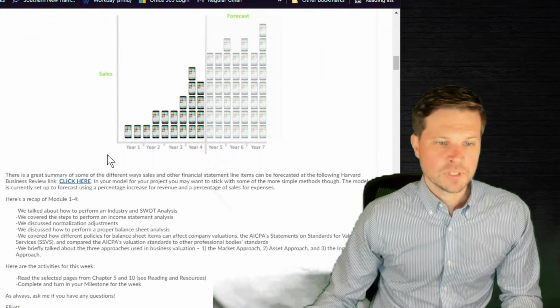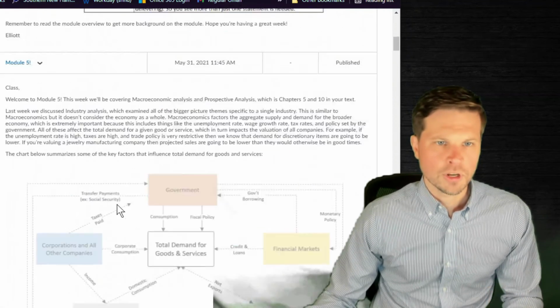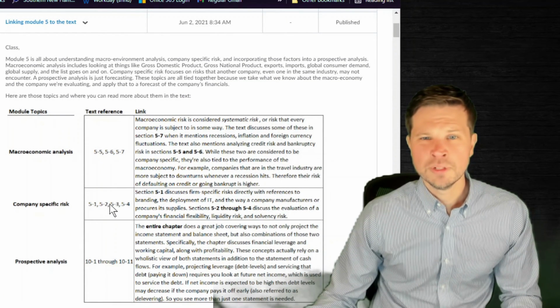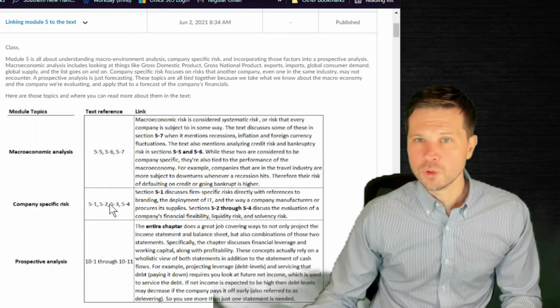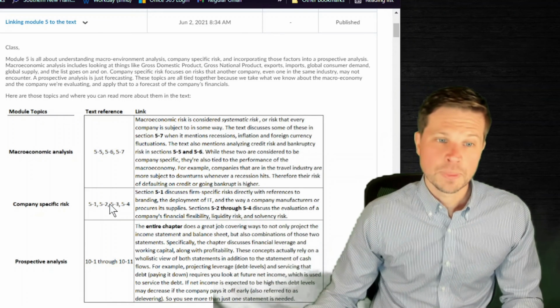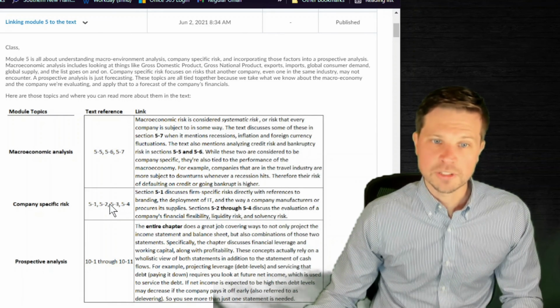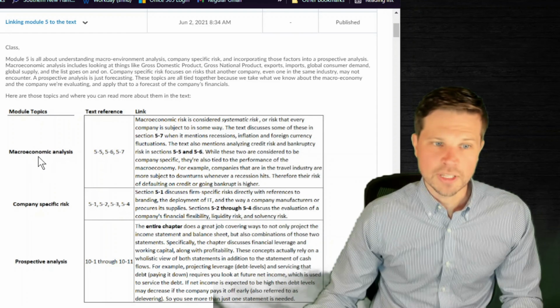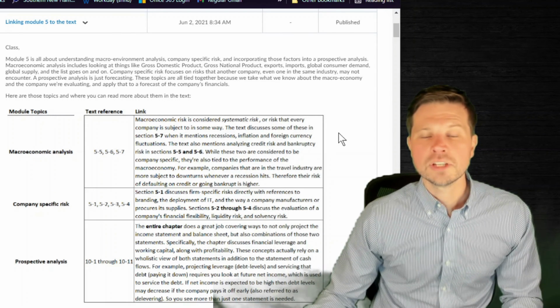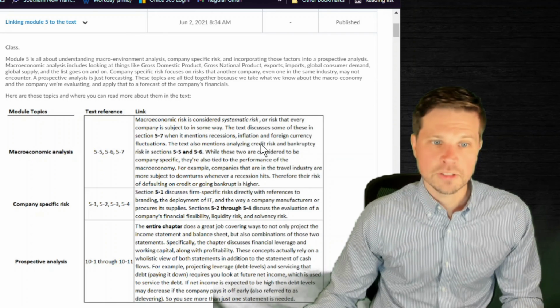So, all right, so that's an overview of the material for the week. Now, oh wait, there's one more thing I want to cover, and that is linking the topics for the week to the text, because I know that's been an issue in the past for some people, having a direct link, or people have had difficulty in tying what's being covered in the text to what is being covered here in Brightspace, and various other topics we've talked about, such as the module overview. And so here I'm doing that. For example, we've got macroeconomic analysis, company-specific risk, and perspective analysis. These are the places within the text that these topics will be covered. And again, they tie back to this.